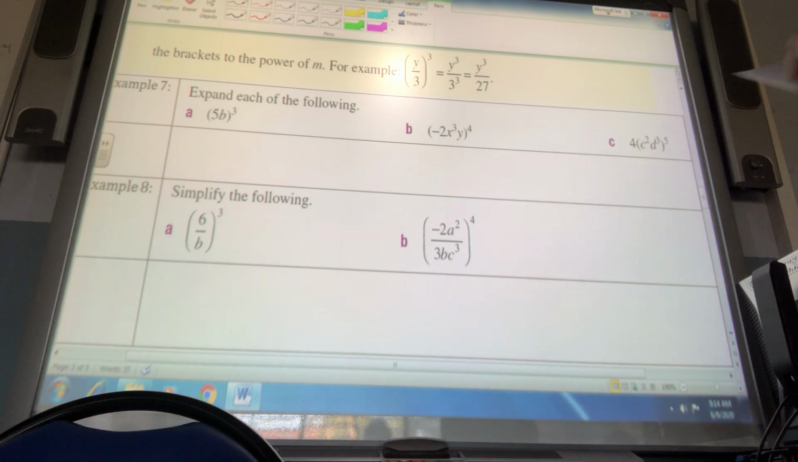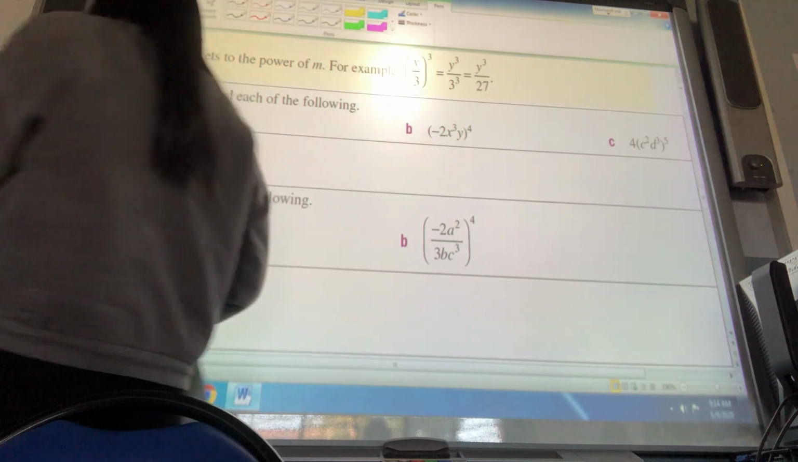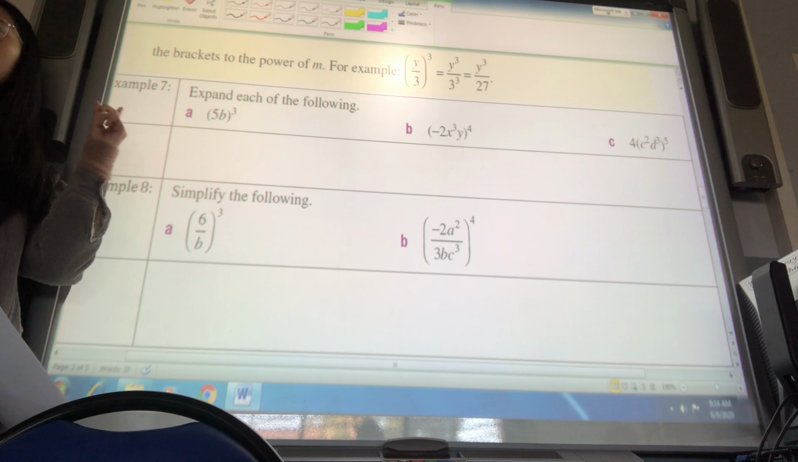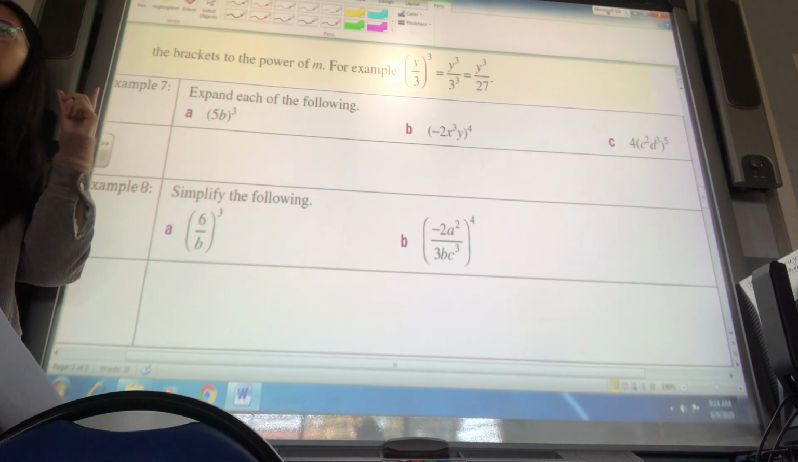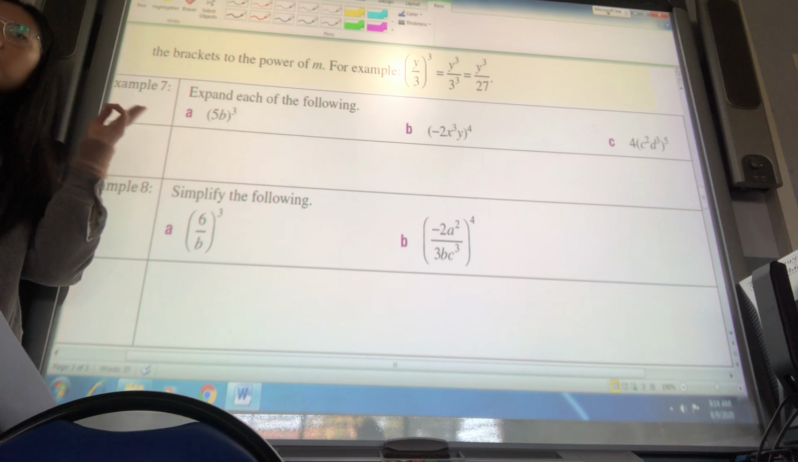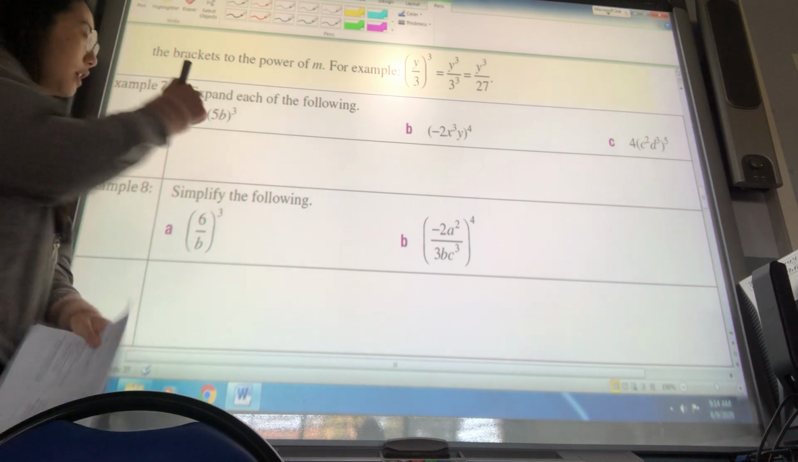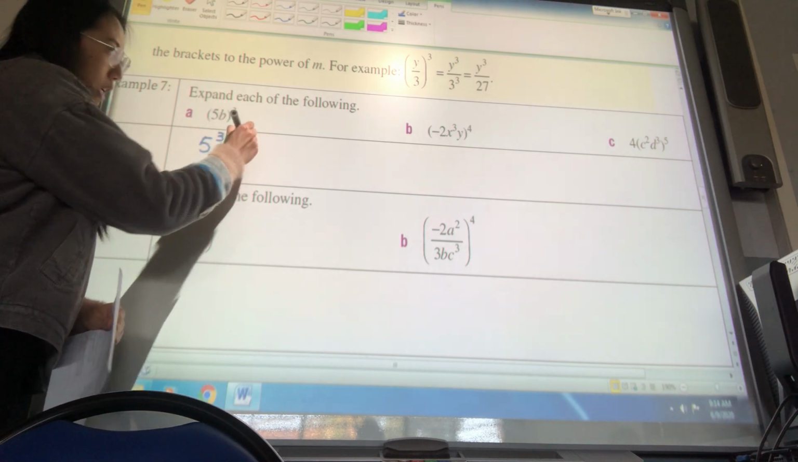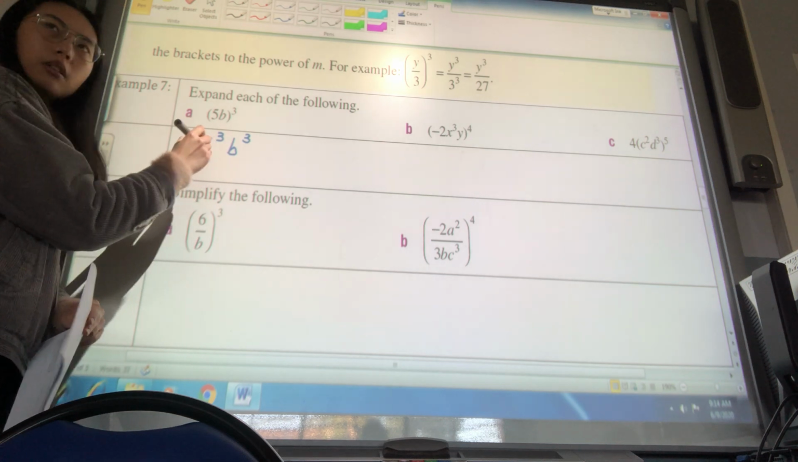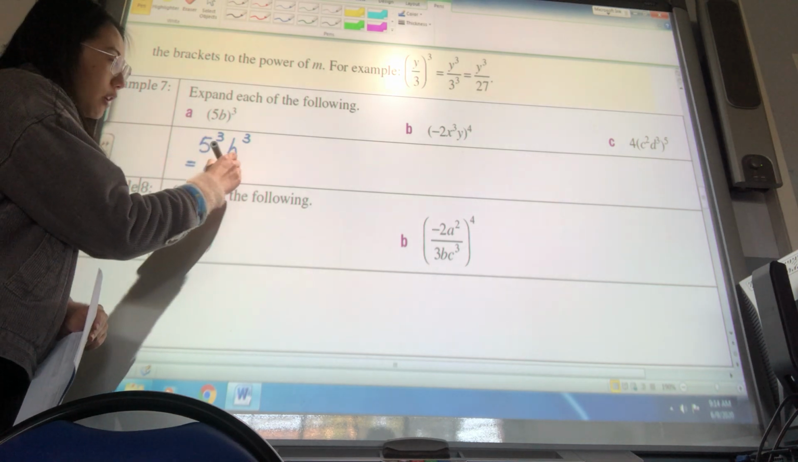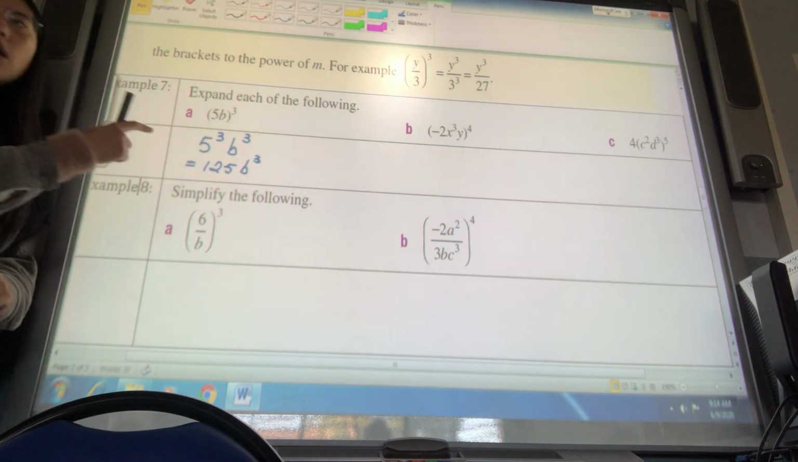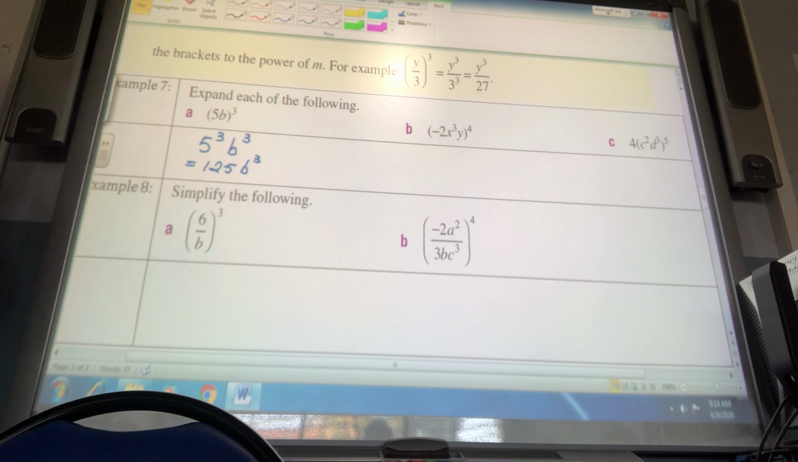Okay, let's look at example 7 together first, because I'm sure all of you have finished it. First one, when I was looking at a few of your answers, I already saw quite a few different versions. What is it supposed to be? Is it 5 times 3? It's 5 to the power of 3, right? So your answer should be 5 to the power of 3, b cubed. So what's 5 cubed? It's 125. If you're not confident, you can just put the whole thing into the calculator. So 5 cubed is 125 times b cubed.